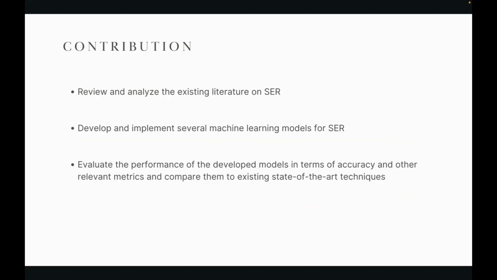Our contribution is basically to review and analyze the existing literature on speech emotion recognition. We also developed and implemented several machine learning algorithms, evaluated the performance of the developed models in terms of accuracy and other metrics, and compared them to state-of-the-art techniques.